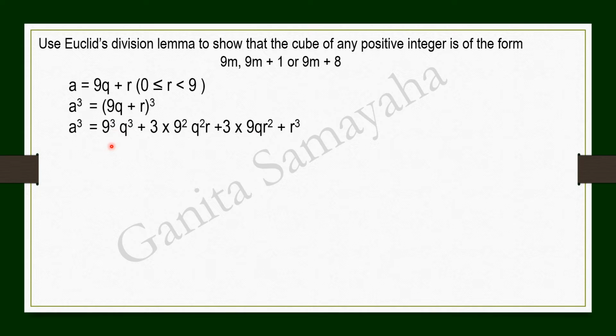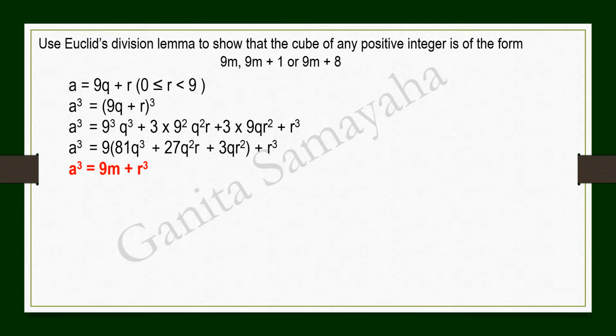So we can write this as 9 into something. We are only left out with this r cube. So that makes our work very easy, isn't it children? So we have a cube is equal to 9 into something plus r cube. So this something we will denote as m. So we have a cube is equal to 9m plus r cube.